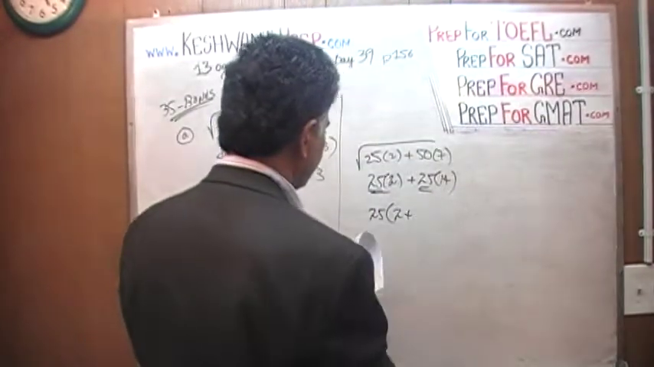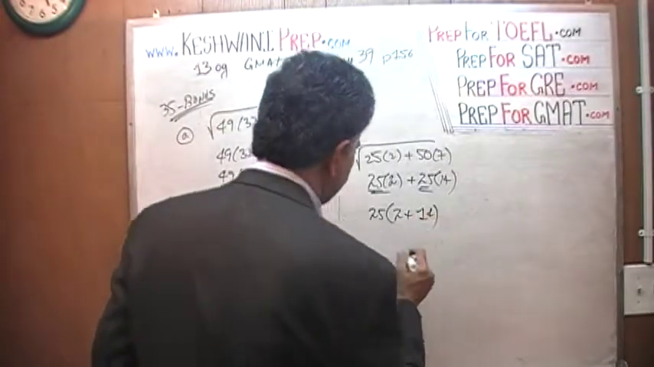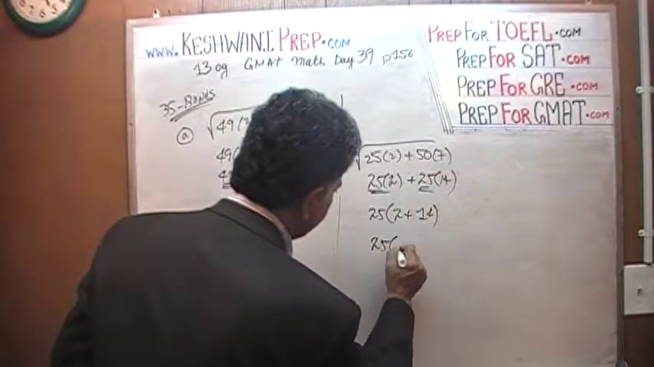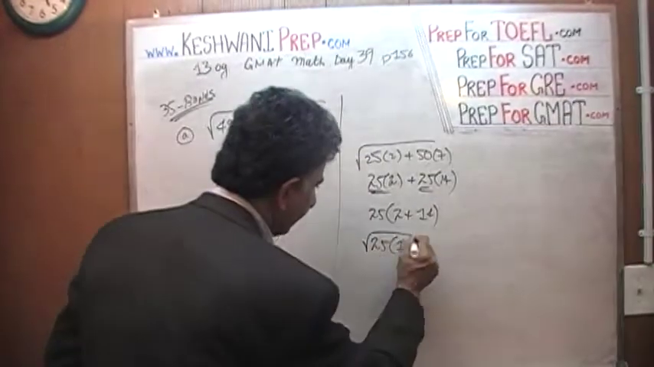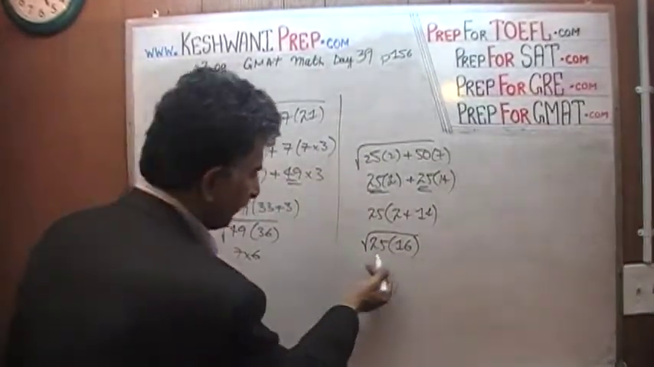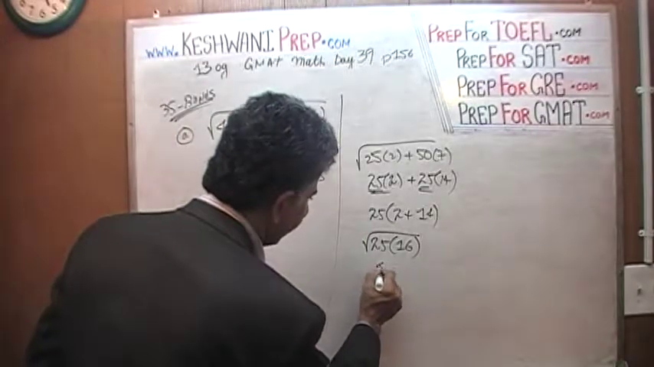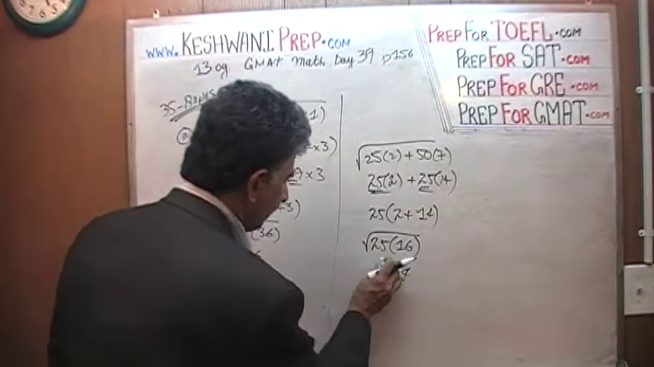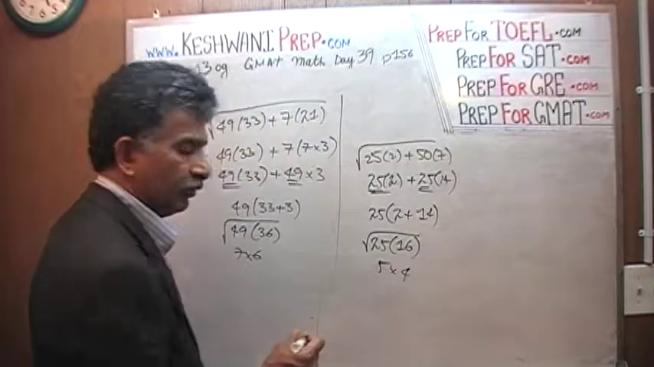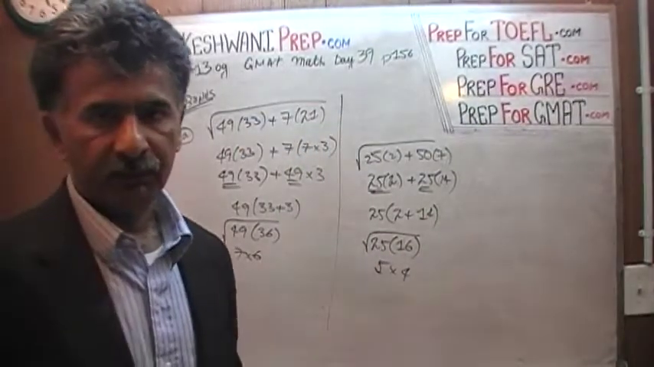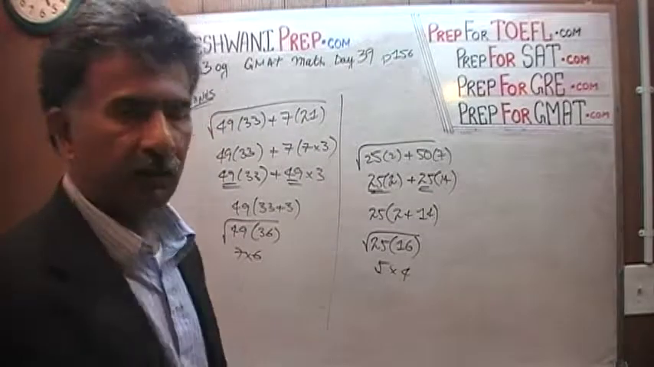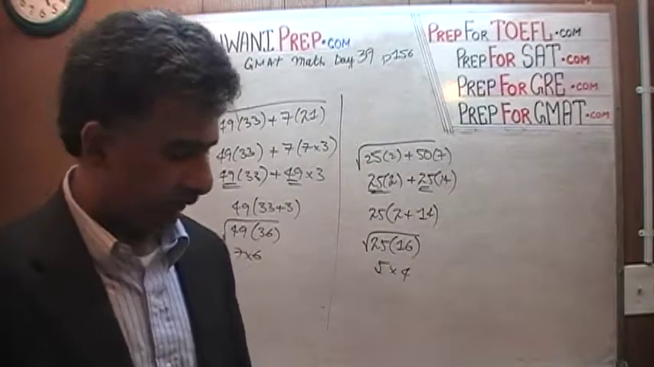2 plus 14, which of course is 25 times 16. And now we can take a square root of it. We are ready for it because they are both perfect squares. It's just 5 times 4, and of course we knew all along from the very beginning that the answer was 20, because we figured out that the quantity under the square root sign was 400 in the beginning.